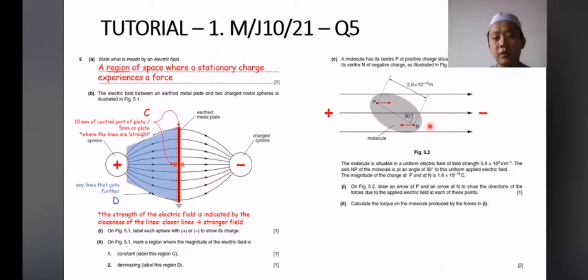So here we can see that these are the red directions. Okay, negative going to positive, positive going to negative. All right. Calculate the torque on the molecule produced by the forces in 1.